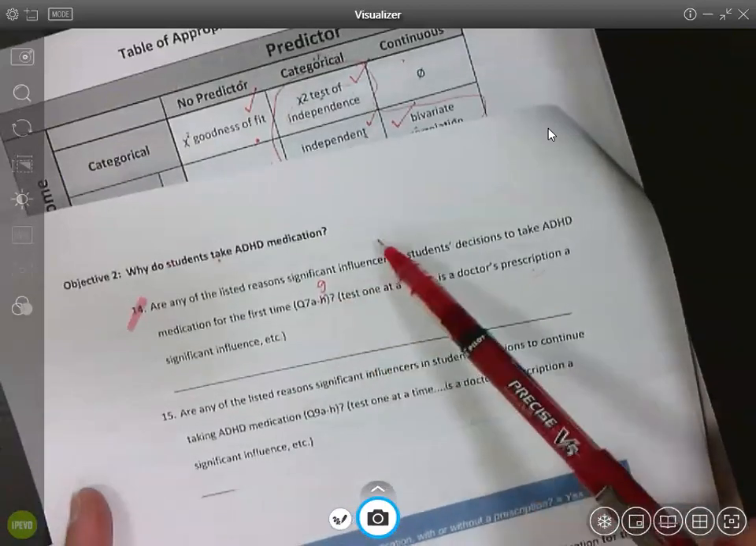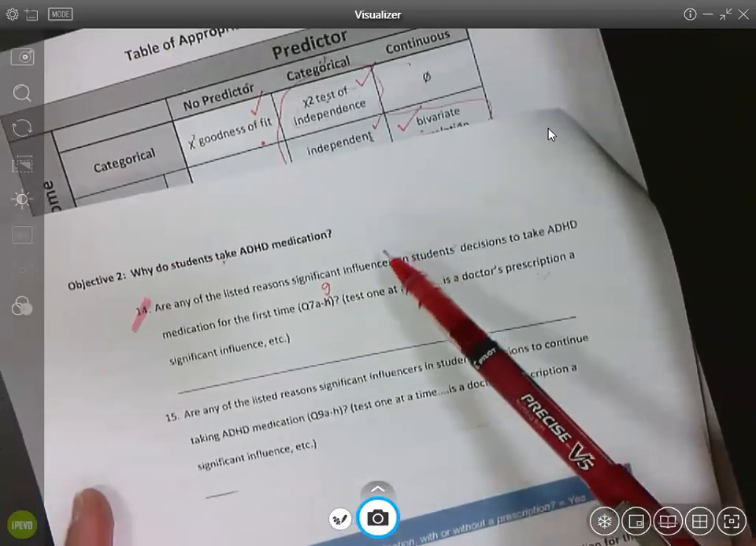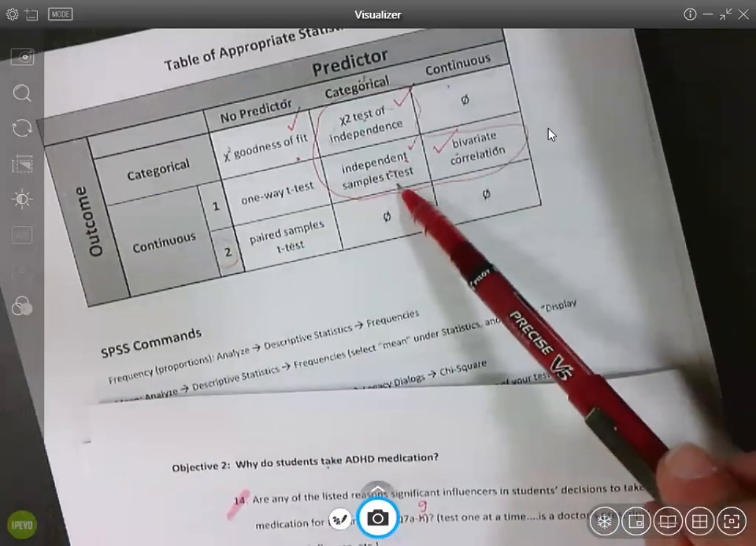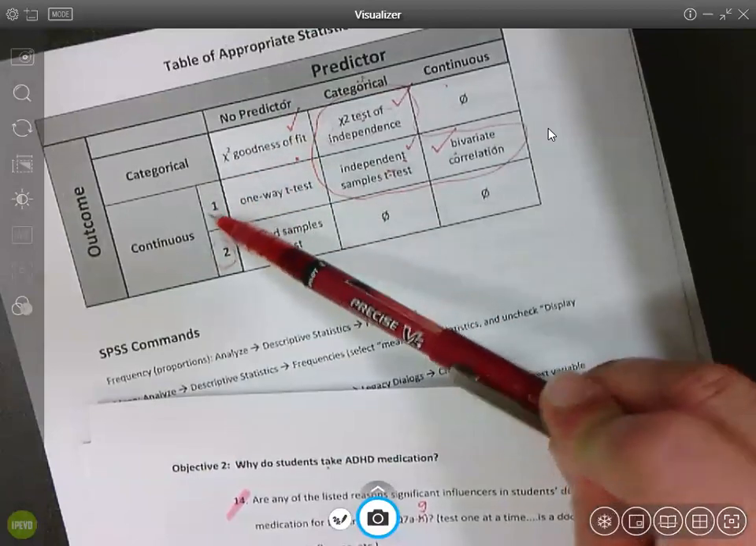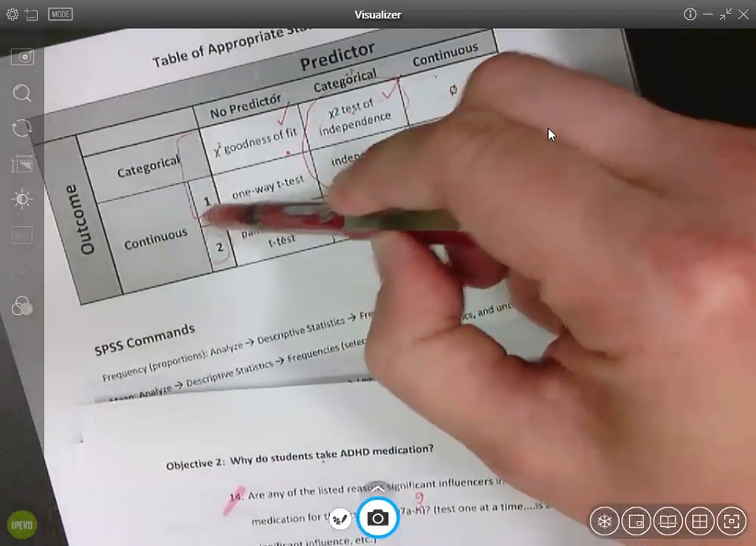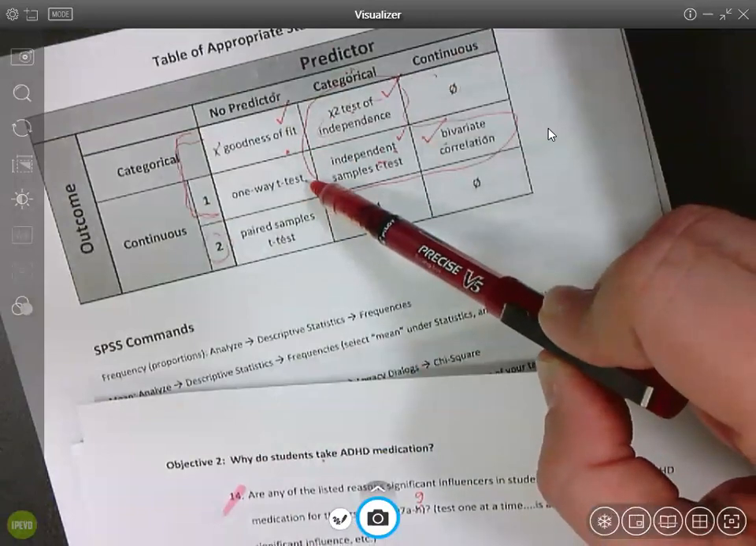All right, it doesn't specifically reference our sample. All right, so we're not looking for a descriptive statistic. We are going to do one of the things in this table. We have no predictor variable and only one outcome. So that means we have to be doing one of these two tests right here, either a chi-square goodness of fit test or a one-way t-test.